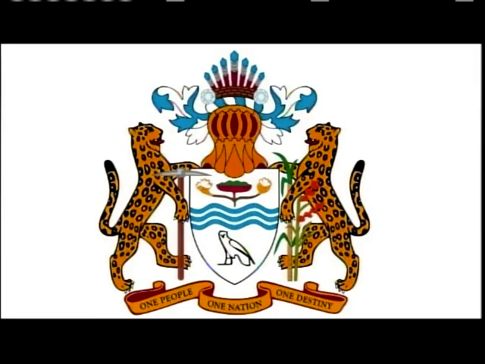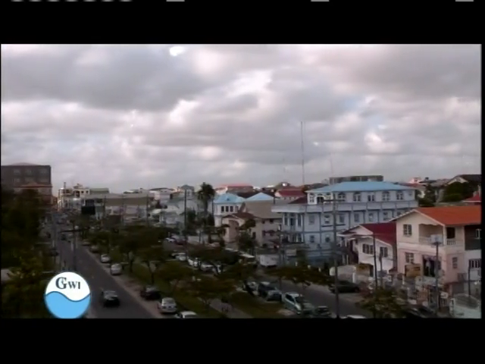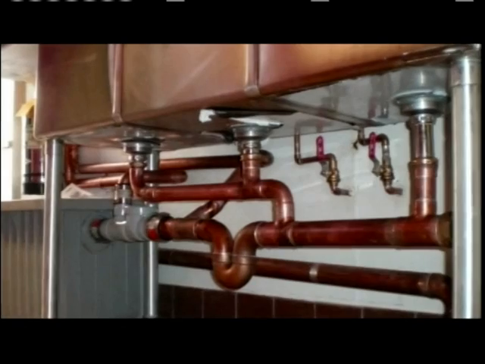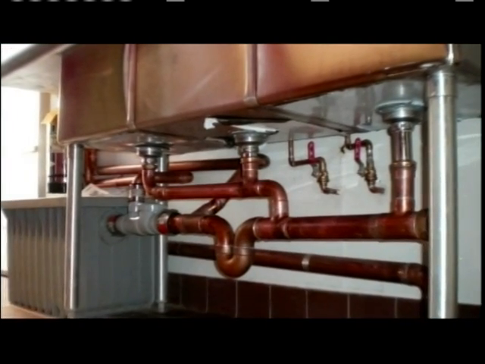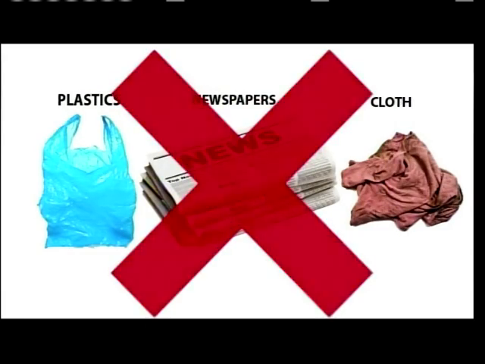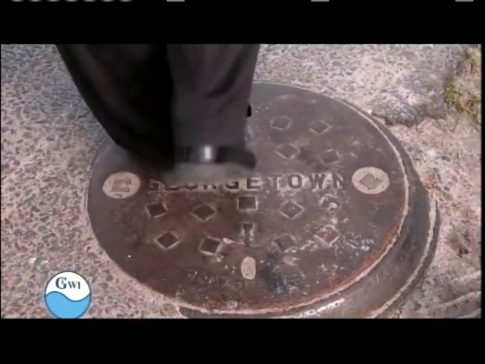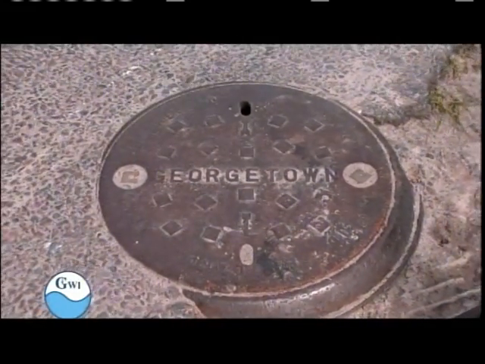The government of Guyana has invested in excess of $6.5 million to rehabilitate the sanitation system in Georgetown. But you must do your part. All businesses involved in food preparation must install grease traps. Residents must desist from flushing plastics, newspapers, cloth, or any other solid material via toilets. The system was made to accommodate human waste only.